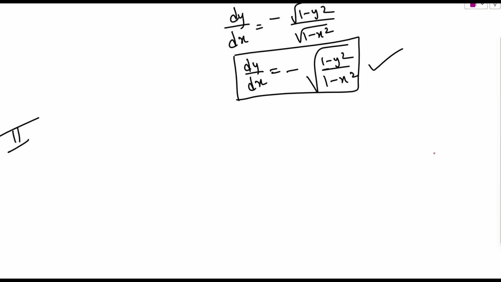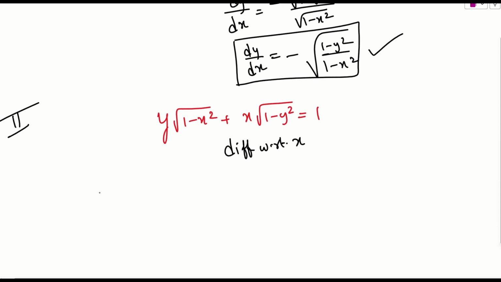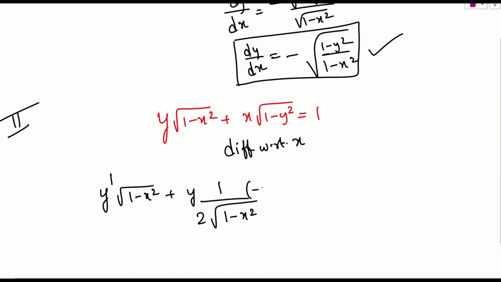What is the question we have? That is y into root of 1 minus x square plus x into root of 1 minus y square equals 1. If I differentiate this function directly with respect to x, what will we get? First term derivative, which is y dash, into this term as it is, plus y into the derivative of root of 1 minus x square, which will be 1 by 2 root, into the internal derivative of the inside, which is 1 minus x square, meaning minus 2x.